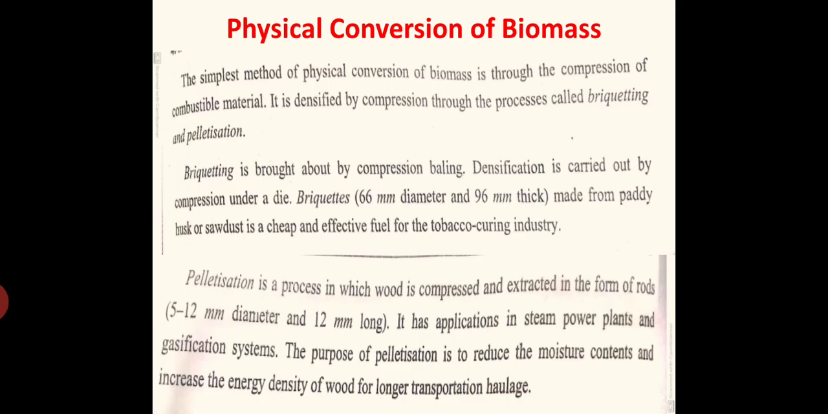See, briquetting is usually done in paddy husk as well as the sawdust, whereas pelletization is carried out in the wood itself. So wood is converted into small rods of 5 to 12 mm diameter and 12 mm long by the same process, that is by compressing, and it is becoming more dense. It has application in the steam power plants and gasification system. The purpose of pelletization is to reduce the moisture content and increase the energy density of wood for longer transportation haulage. So this is the physical conversion of biomass. Just applying the pressure or compressing, we will be converting the final product into more densified form, so that we are expecting more energy density.